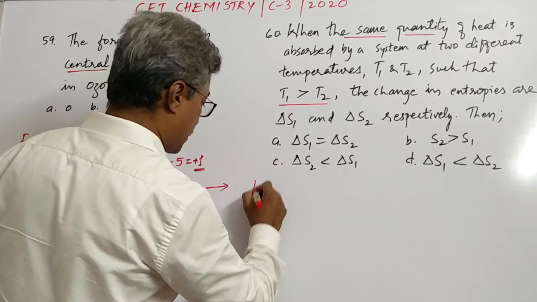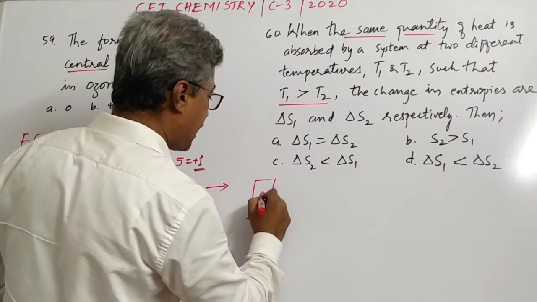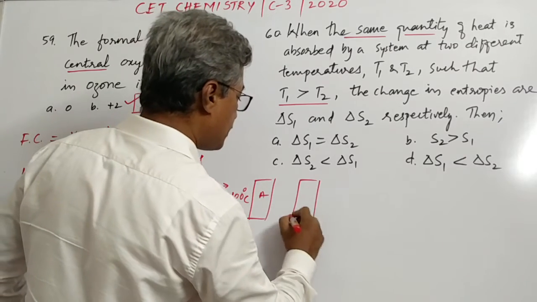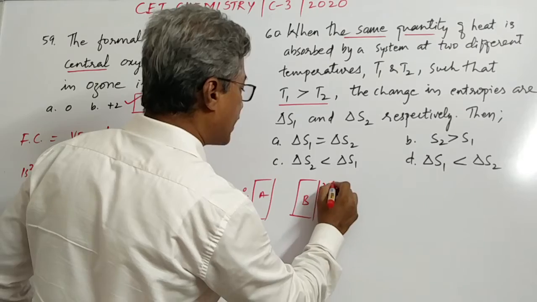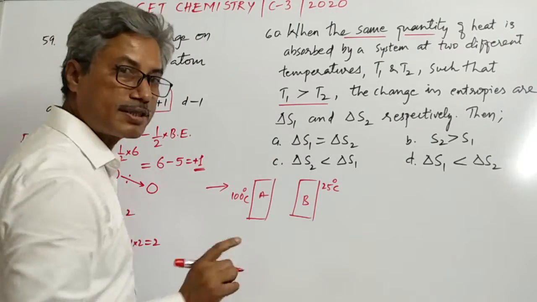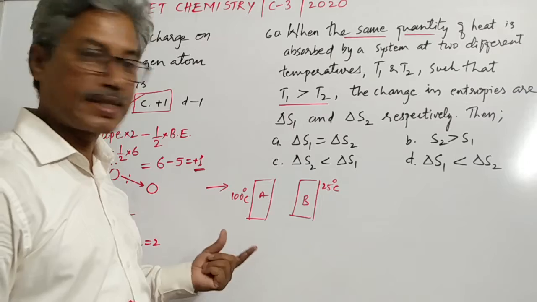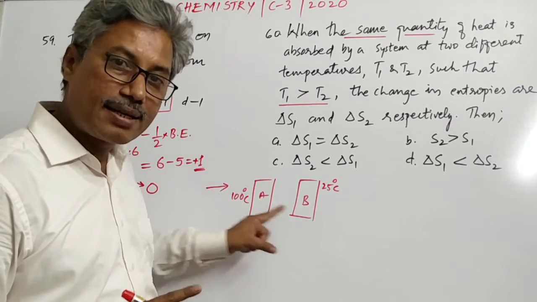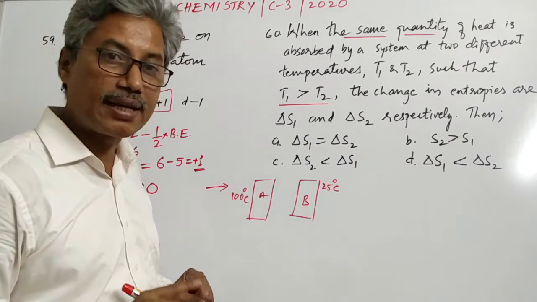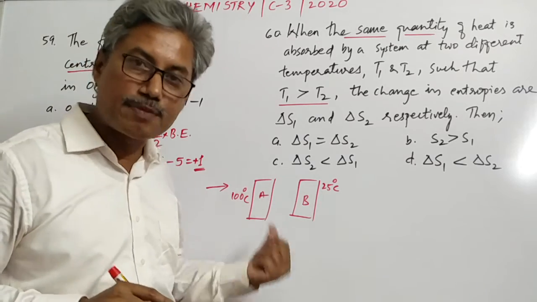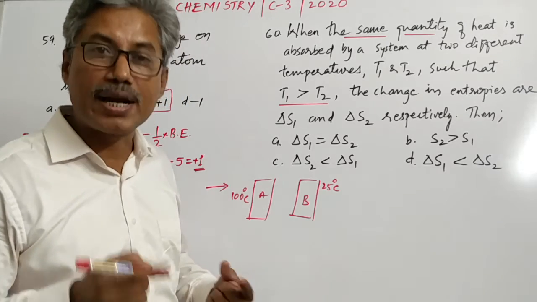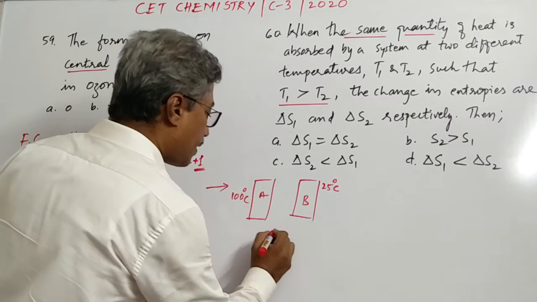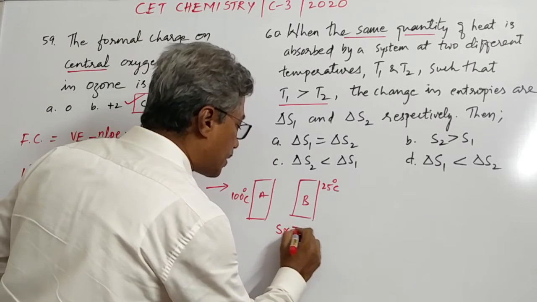Let us consider two systems. System A is maintained at 100 degrees Celsius and system B is maintained at 25 degrees Celsius. Both have the same quantity of the substance, the same quantity of matter is present in both systems. When the quantity of matter is the same, but a difference in temperature exists, which of these two systems will have more entropy? Obviously this. Clear? That means entropy is directly proportional to temperature.